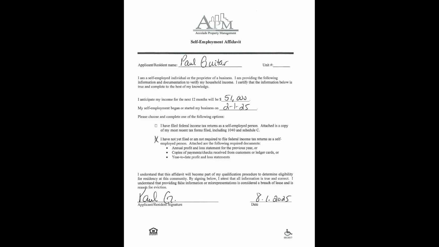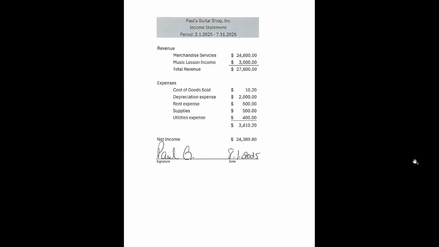Remember, if a person has disclosed that they opened their business before the prior year, meaning they became self-employed in 2024 or earlier, then we must question why they haven't filed their taxes. This income statement tells us that the date range is going to be from February 1st of 2025 to July 31st of 2025, and that their net income from their business is $34,389.80.